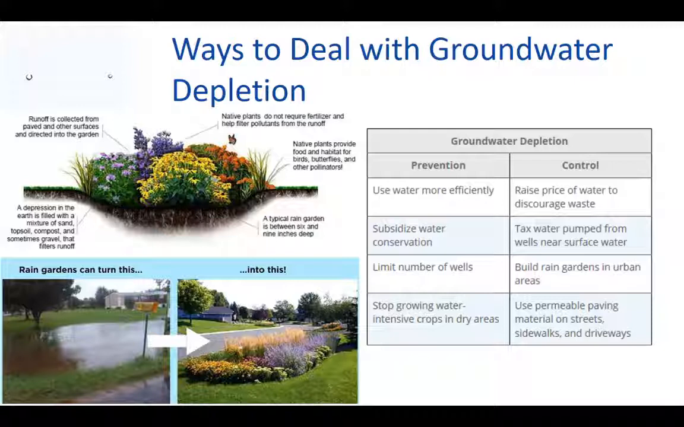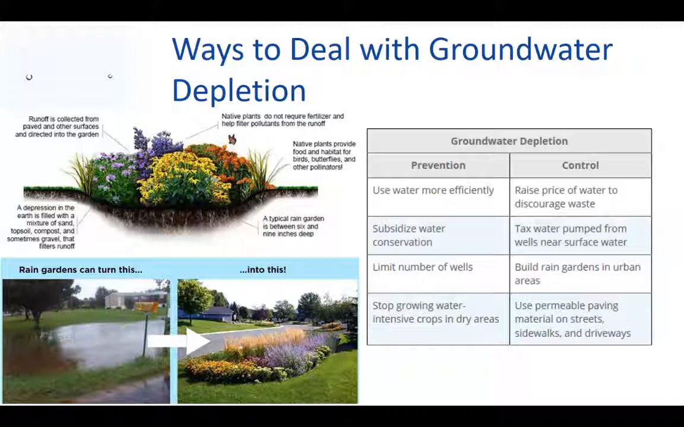We need to limit the number of wells that are drilled and build rain gardens in urban areas to help salvage and save water. Because it turns out that the land is the best filter for that water we could find. It's cheaper and more efficient than anything we as humans have built.